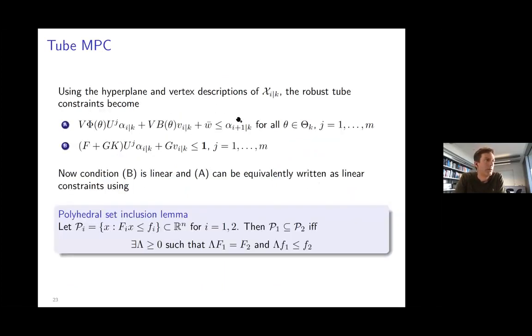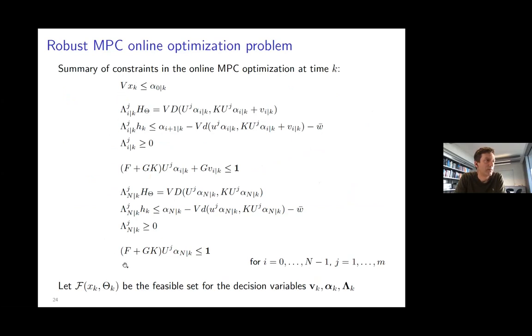Okay, so the constraints that we get for this MPC scheme are linear, and I'm going to define the feasible set in terms of the decision variables. So that's the sequence of perturbations that we apply to the linear feedback law, the sequence of parameters which define the robust tube, and another set of parameters which are effectively slack variables in the definition of the robust constraints. So the feasible set for these parameters is defined as this set F.